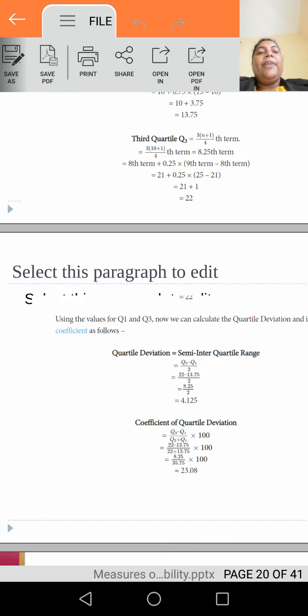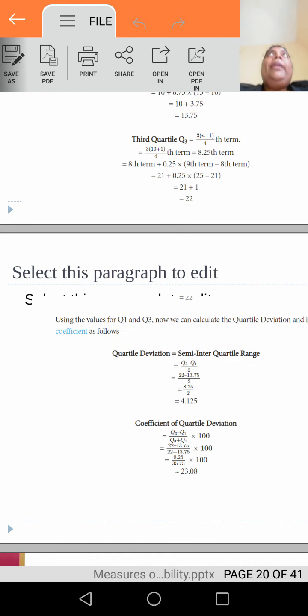So far we have discussed what we mean by measures of variation, the definitions, absolute and relative measures of deviation, and two simple methods: range, coefficient of range, quartile deviation, and coefficient of quartile deviation.